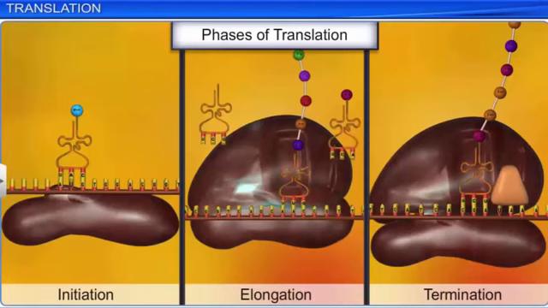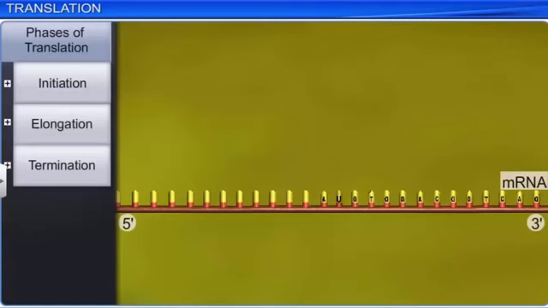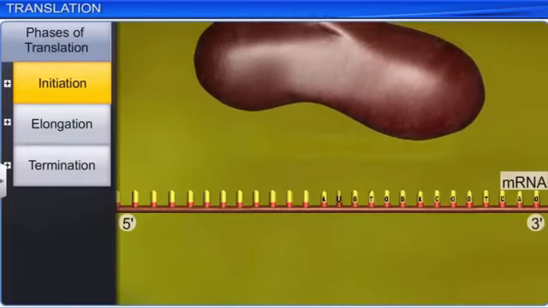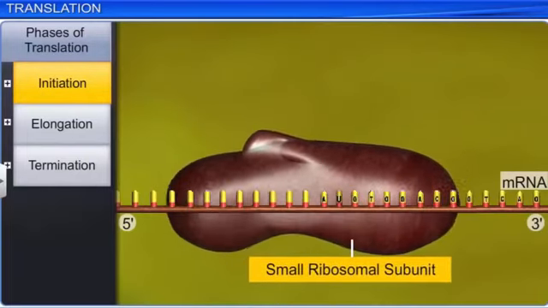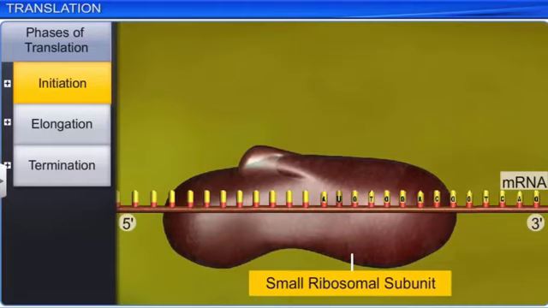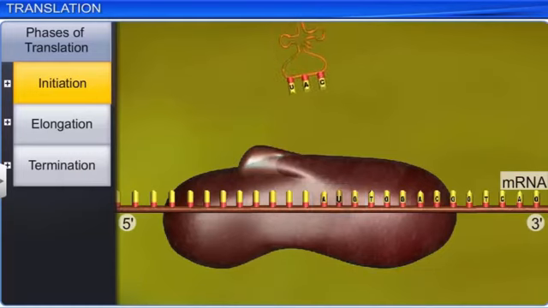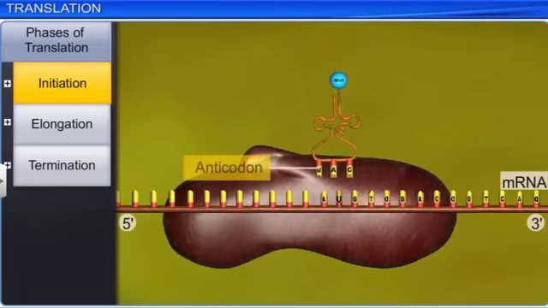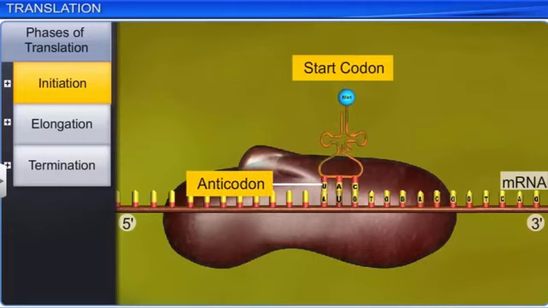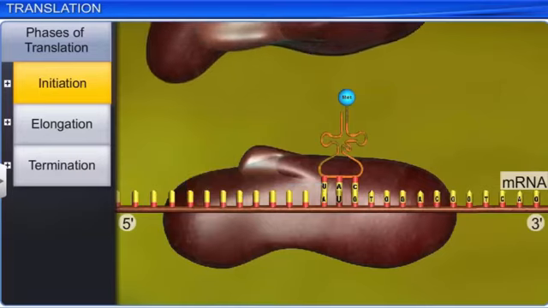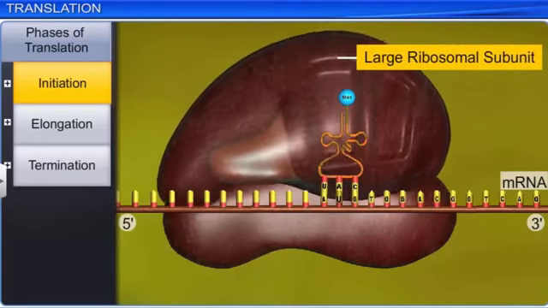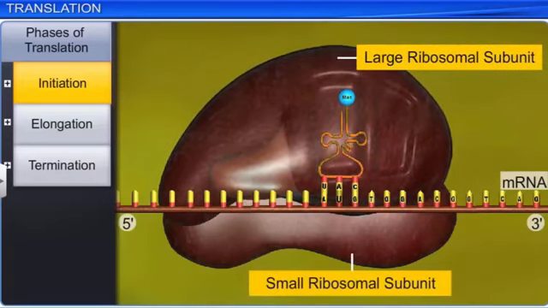Translation occurs in three phases: initiation, elongation, and termination. In the initiation phase, the small subunit of the ribosome moves along the mRNA strand to locate and bind to the start codon AUG. The first aminoacyl tRNA carrying the amino acid methionine with an anticodon UAC binds to the start codon at P site, after which the large ribosomal subunit binds to the small ribosomal subunit containing the mRNA.